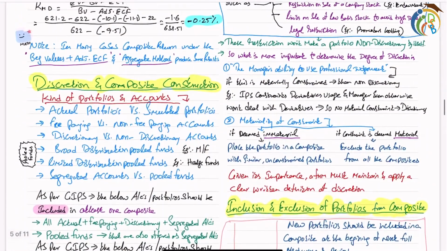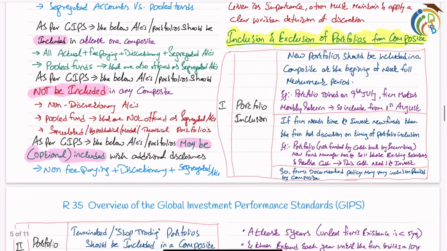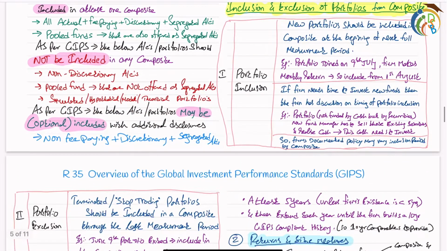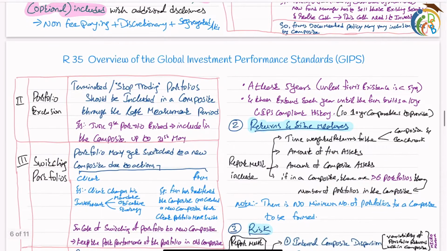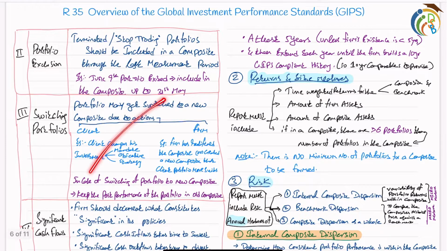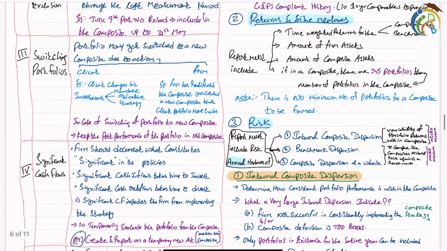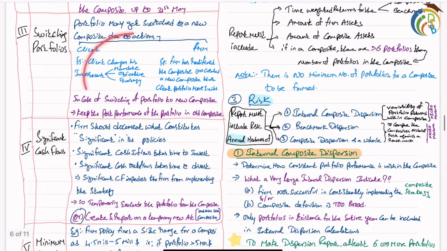And then the restrictions, the inclusion and exclusions. So if you are showing the monthly returns, and one particular portfolio joined in between the month, or it got exited in between the month, how you need to treat it. Switching the portfolios from one composite to the other composite, how it needs to be considered.